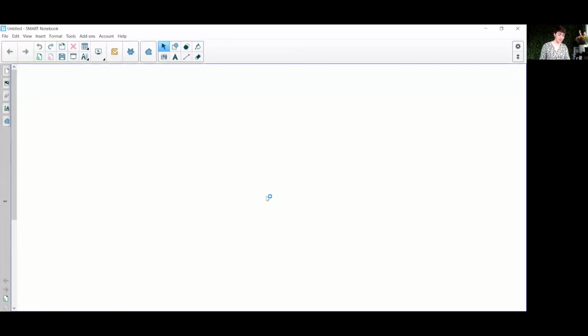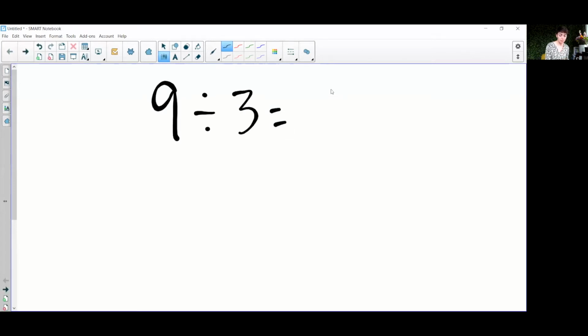All right, so kiddos, let's take a look at a simple starter problem that I think everyone would know right off the bat without using a strategy, but this will get us started. If I'm doing division, I'm going to do a problem like 9 divided by 3 equals something.